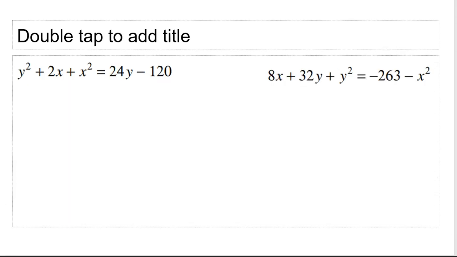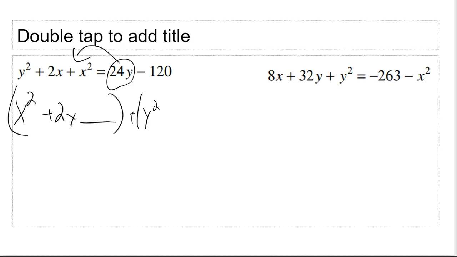So, left one, all we've got to do is just rearrange stuff. X squared always goes first. Plus 2x. We're going to leave a space. Plus y squared. So this 24 has to be moved over here. So since it has to be moved, it becomes negative 24y. Space, and we're going to leave that as negative 20.